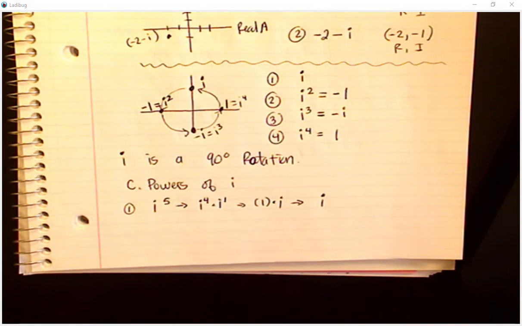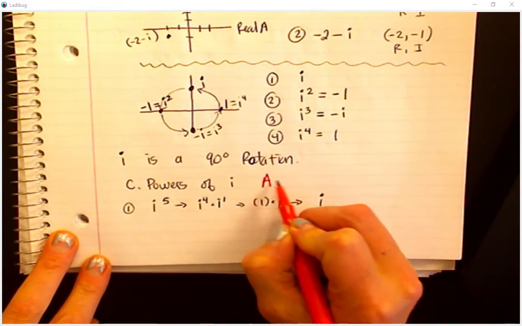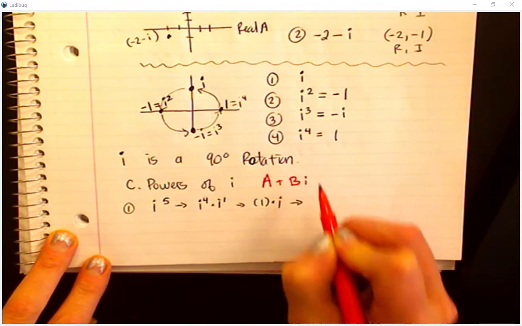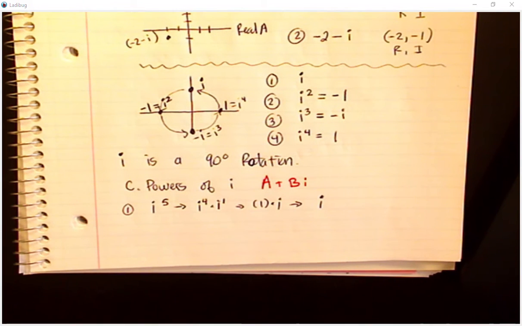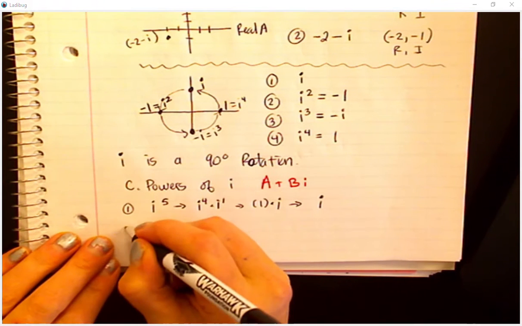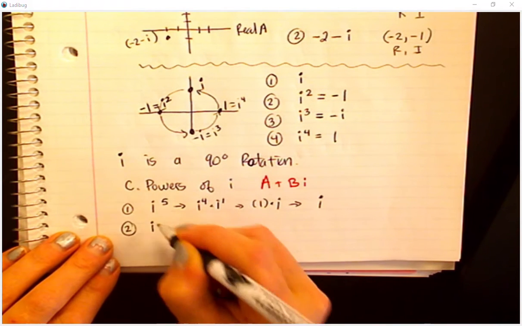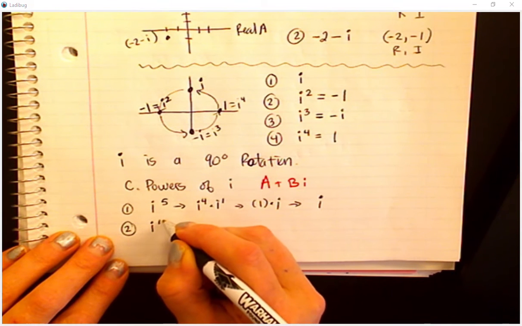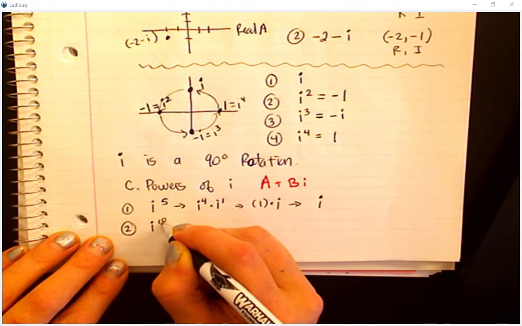Remember that we have to write our answers in standard form. That means you can't have more than a first power of i. It means if you have higher powers, you need to reduce the powers to an equivalent form. Okay, i to the 18th.